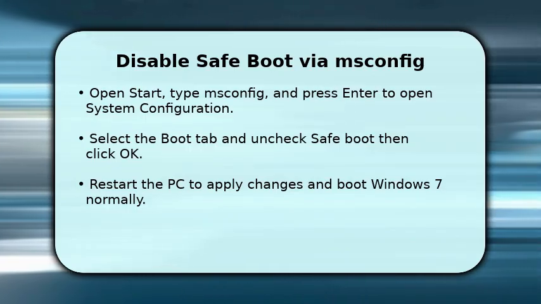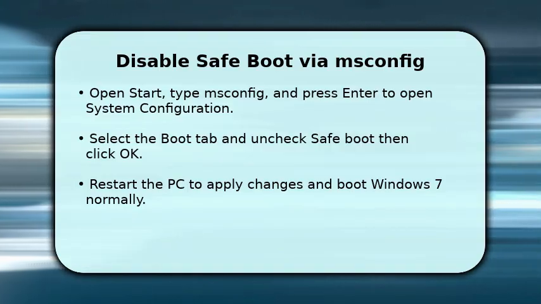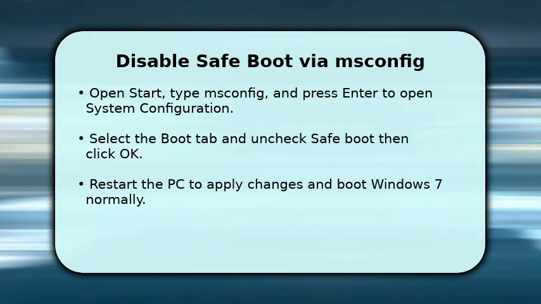Locate the Safe Boot checkbox and uncheck it to disable Windows Safe Mode boot behavior. Click OK, then choose Restart when prompted so the change takes effect and Windows 7 starts in its normal mode.